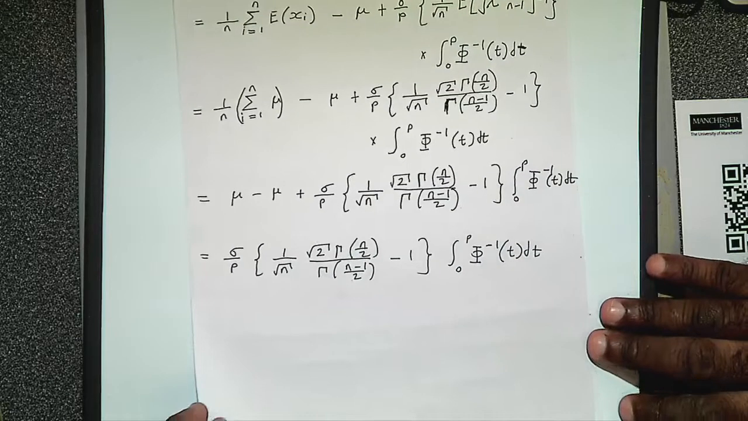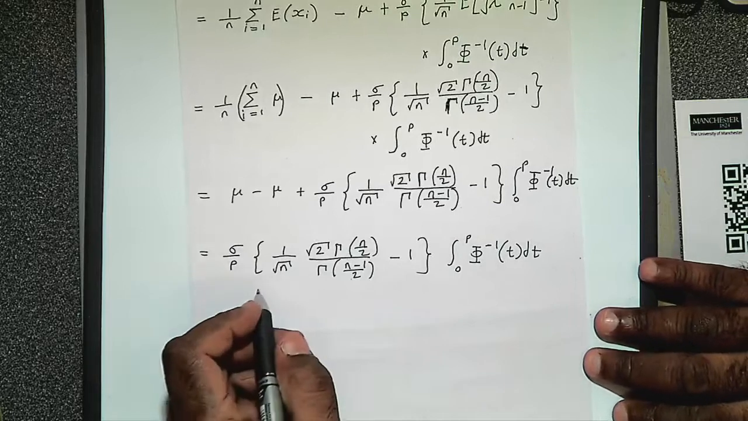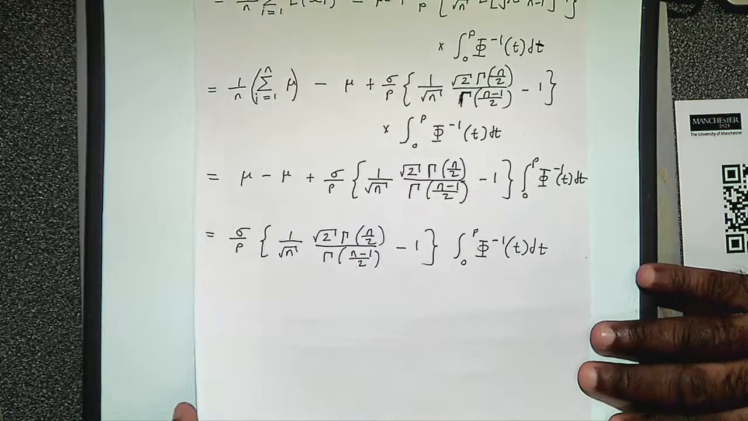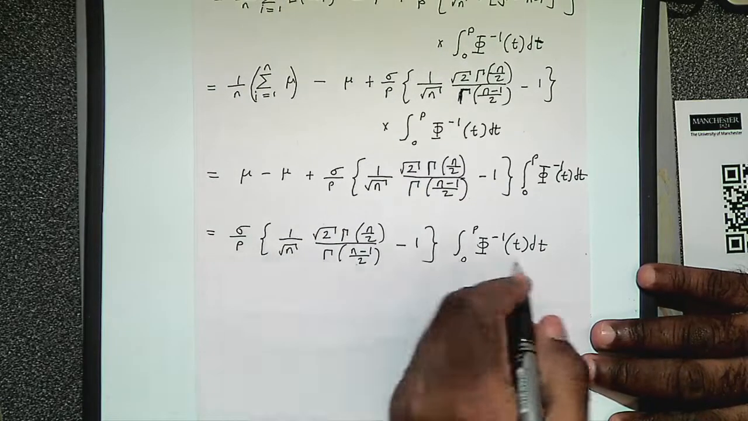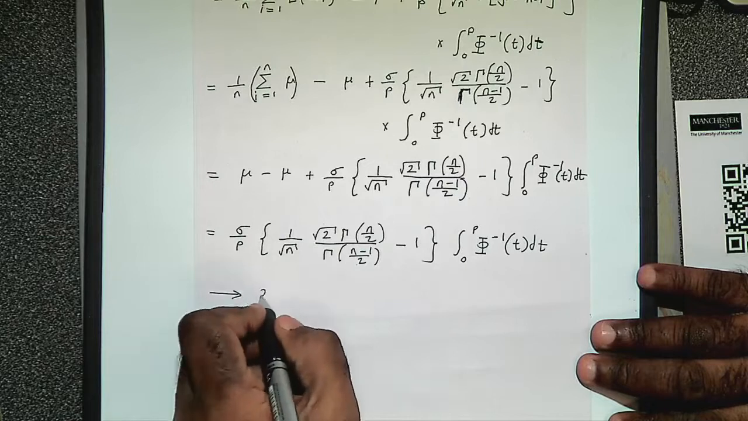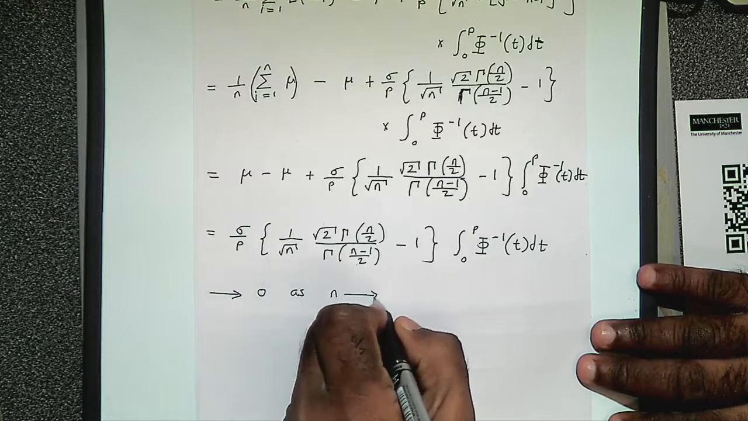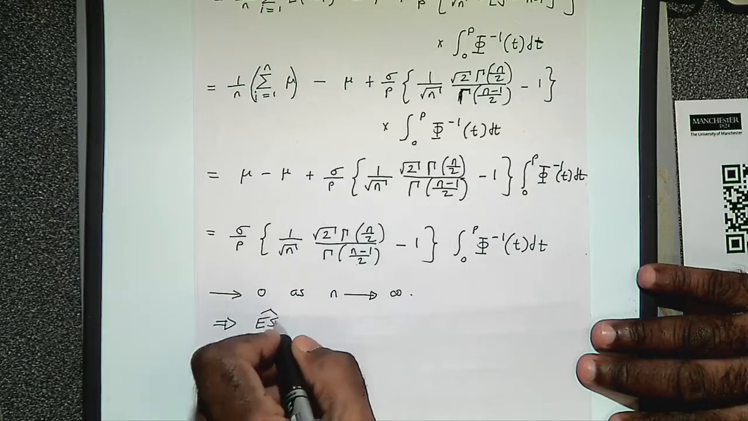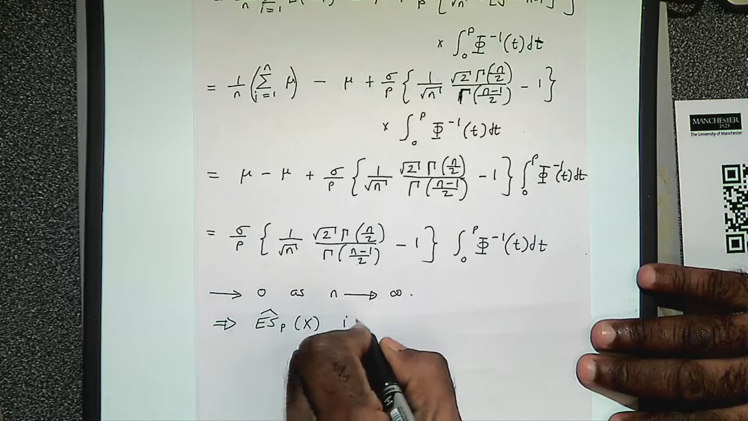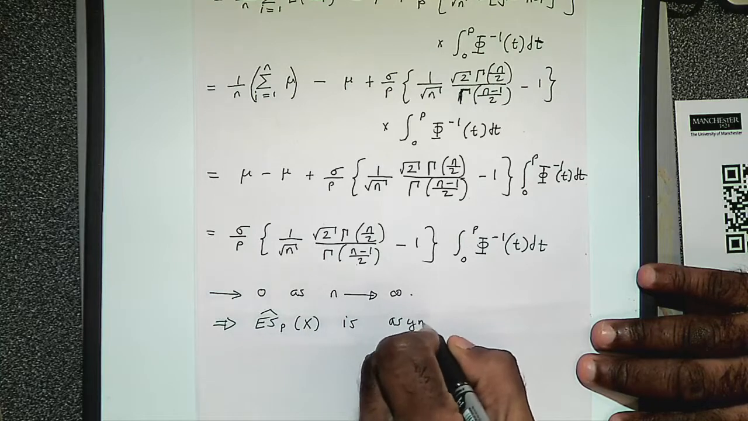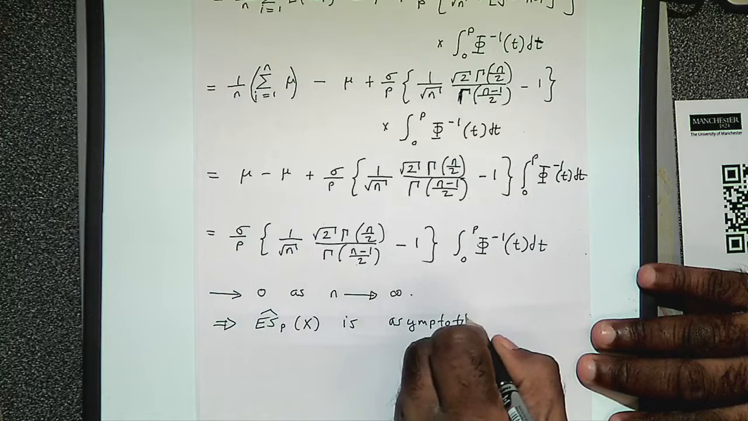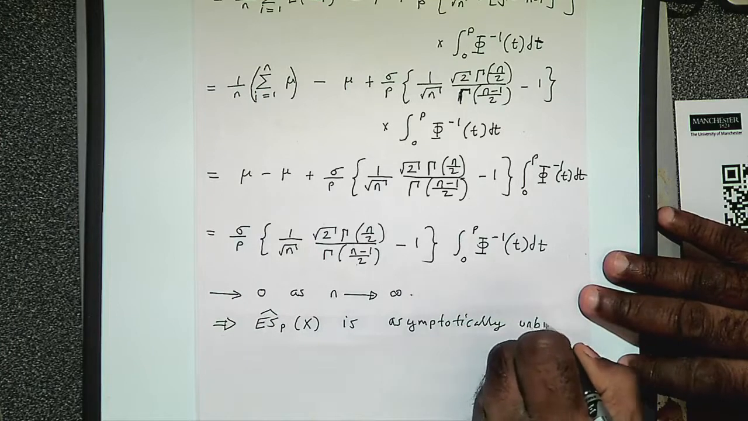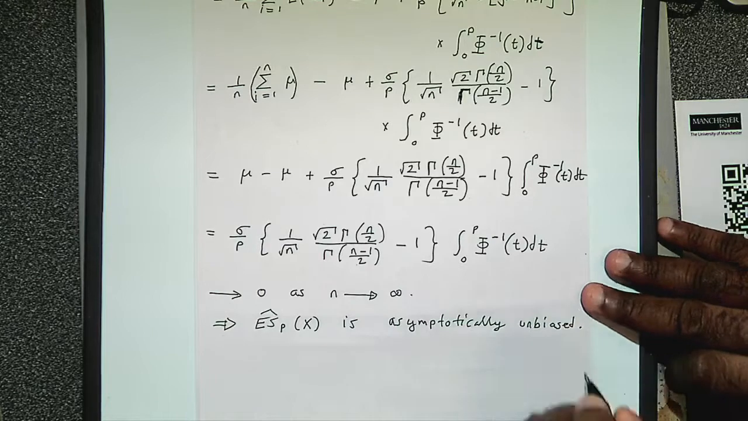Okay, and it can be shown that as n goes to infinity, and again, I don't expect you to be able to prove this, but it can be proved that this expression here approaches 0 as n approaches infinity. Which implies that the estimator is asymptotically unbiased. Okay.